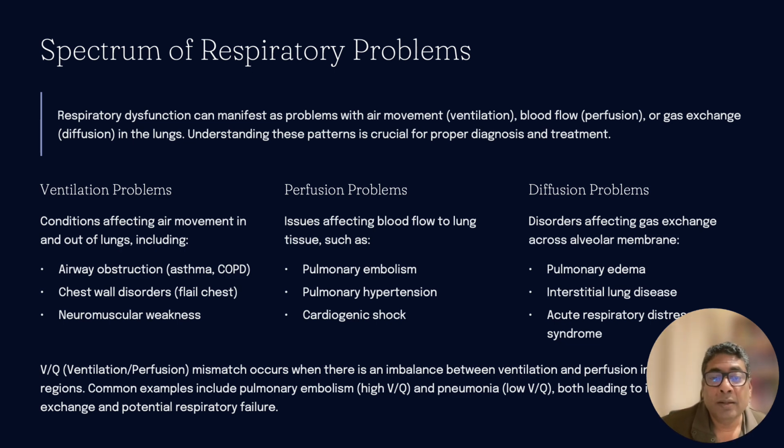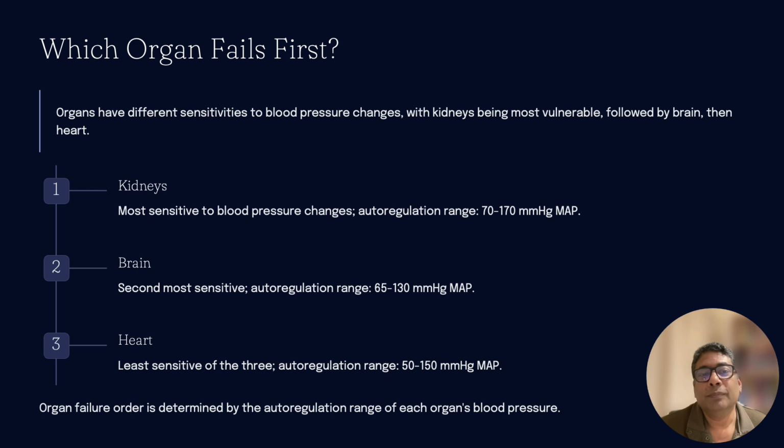And let's go to the next one. Which organ is likely to fail first? The answer would be the kidneys, and the reason is the autoregulation range of blood flow. Kidneys are like a filter, aren't they? Situated farthest from the heart, and therefore they require a higher MAP, or mean arterial pressure, to perfuse and deliver the oxygen. If they don't get it, they're likely to fail.